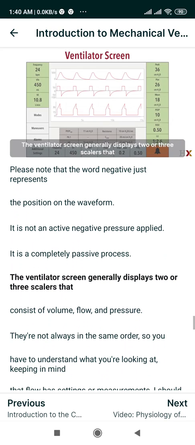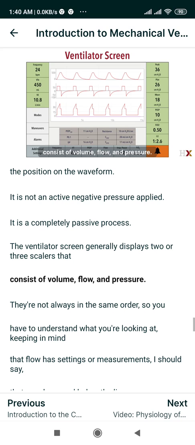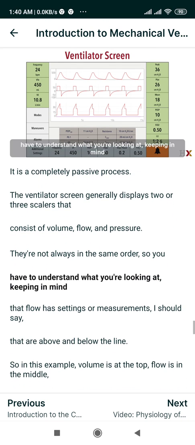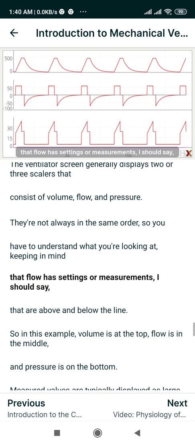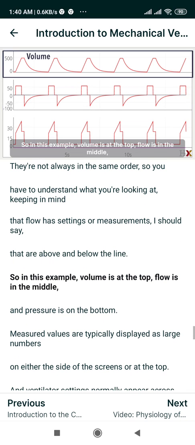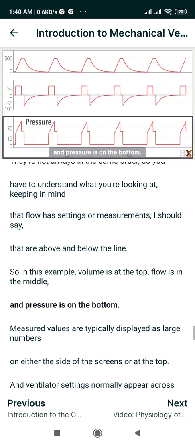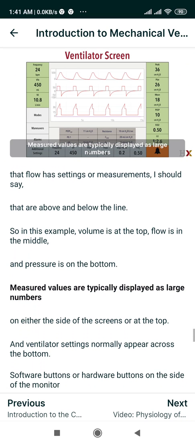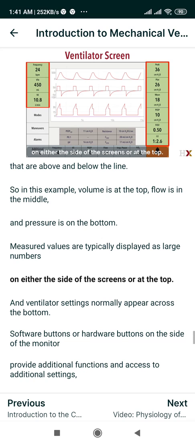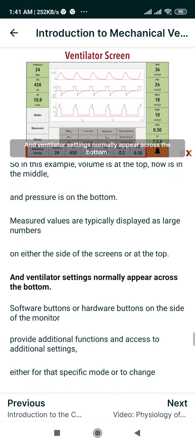A ventilator screen generally displays 2 or 3 scalars that consist of volume, flow, and pressure. They're not always in the same order, so you have to understand what you're looking at. Keeping in mind that flow has measurements that are above and below the line. So in this example, volume is on the top, flow is in the middle, and pressure is on the bottom. Measured values are typically displayed as large numbers on either the side of the screens or at the top, and ventilator settings normally appear across the bottom.